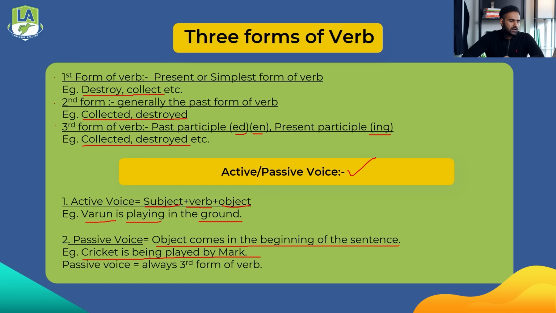For example, cricket is being played by Mark. Cricket is being played by Mark. The subject comes at the end, the object comes in the beginning. This is passive voice. Always remember this thing. Why am I telling you about active and passive voice? Because the rules differ when it comes to active voice and passive voice, so it's important you know which form the sentence is in.